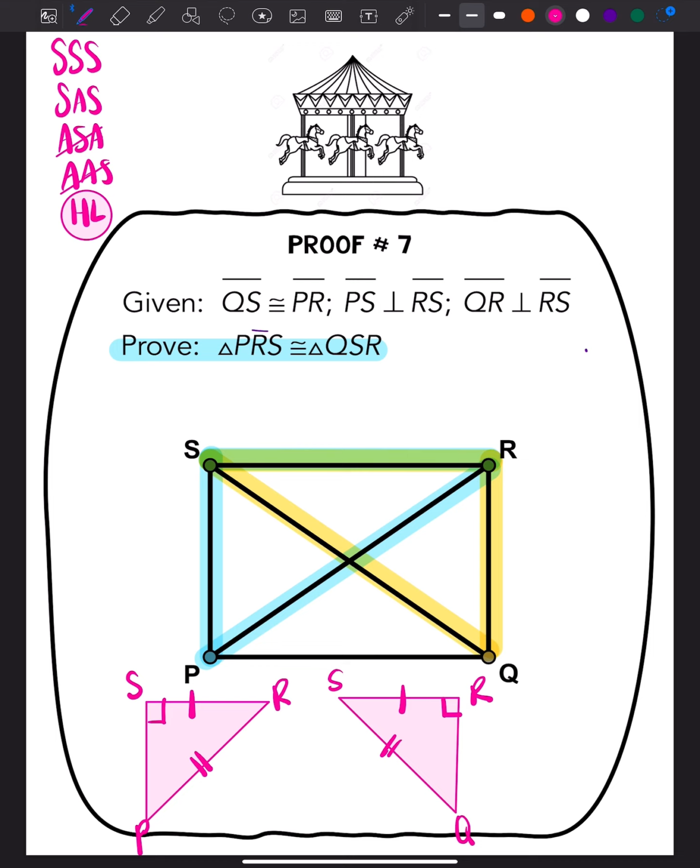Now, the only thing is, before I can use hypotenuse leg, I need to mention that I have a right triangle. So I mentioned that I have right angles because perpendicular lines form right angles. Then I have to mention that triangle PRS and triangle QSR are right triangles. And the reason for that is because triangles that contain right angles are called right triangles. So you don't have to write that verbatim, but you do have to mention that you have a right triangle before you are allowed to use HL. So I want you to go ahead and finish off this proof.